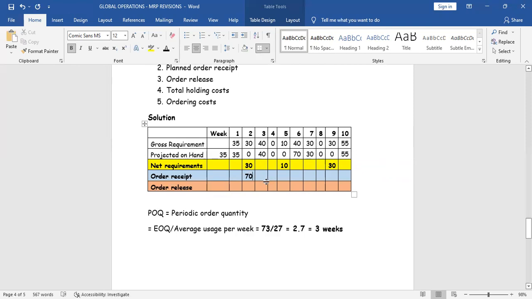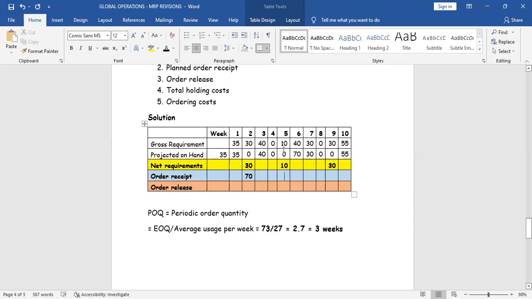How do I move? I'm going to target where there is a number. So in week 5, there's a number. But as we order in week 5, we need to order inventory, which will cover for 3 weeks from week 5 because of the POQ that we calculated, which suggests 3 weeks.